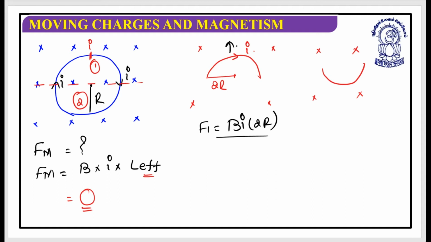It is something like this, and the current is moving in this direction. So if current is moving in this direction and this is the radius r, current is I, so the magnetic force on this is again B into I into 2r. Now what would be the direction? Please check the direction carefully. Yes, it is in the negative x direction. This is F2.